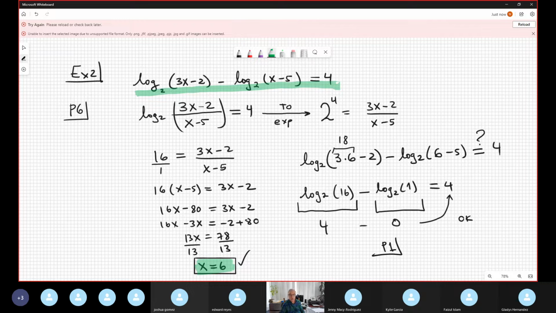If you want to reinforce it, I put this because the solution set is 6. Super clear or super confused? Let me know.